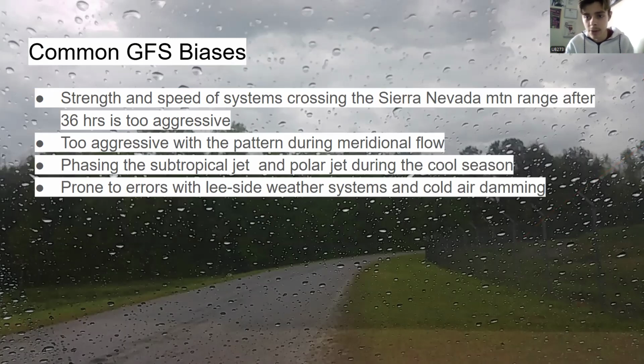It's important to talk about some common biases that exist with the GFS model. So the strength and speeds of systems crossing the Sierra Nevada mountain range after 36 hours is typically too aggressive for the GFS model. There's often a too aggressive flow with the pattern during the meridional flow. The phasing of the subtropical jet and polar jet during the cool season, and then it's prone to errors with lee side weather systems and cold air damming.